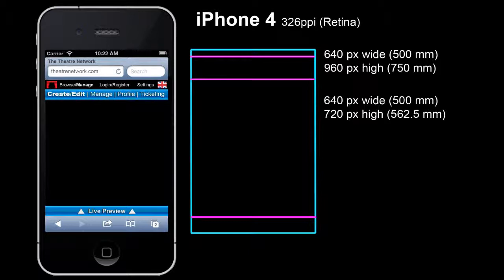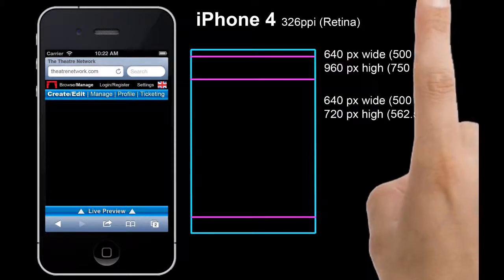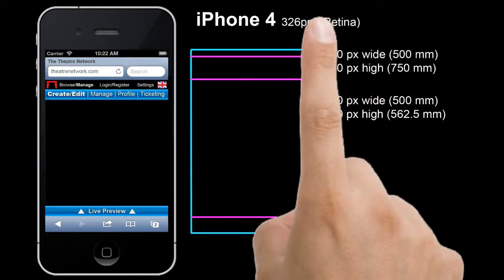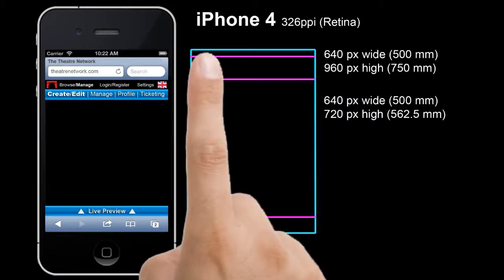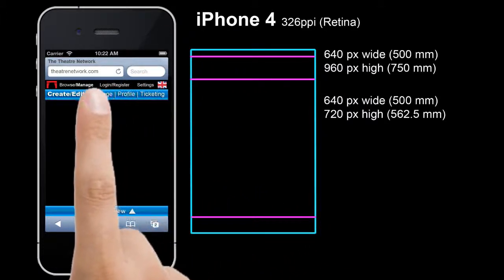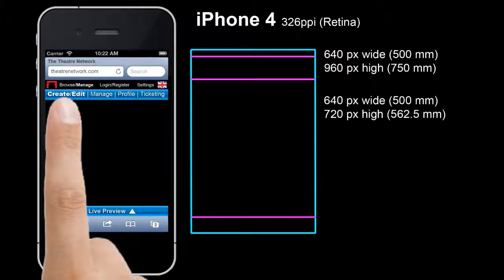Now if you look at this human hand here, this is a man-sized hand, which is to scale, you'll see that there's not much room to play with. So when creating responsive design, Apple has suggested that buttons be 88 by 88 pixels for Retina displays and 44 by 44 pixels for old style lower resolution displays.